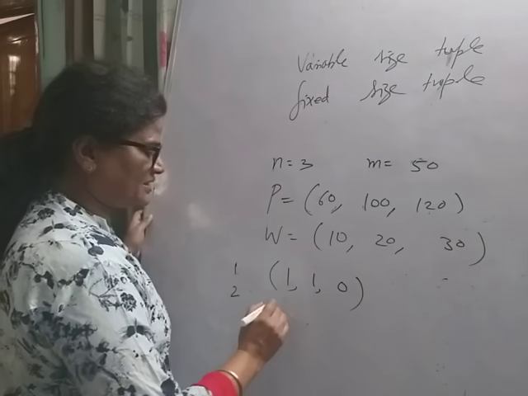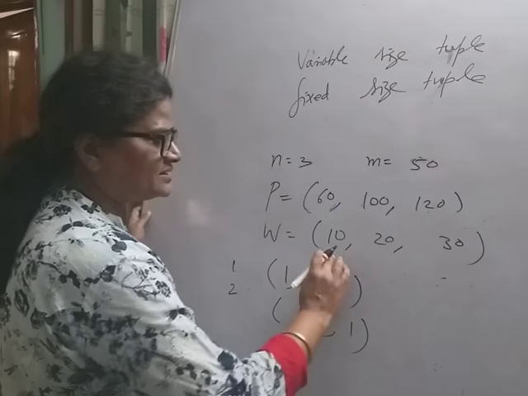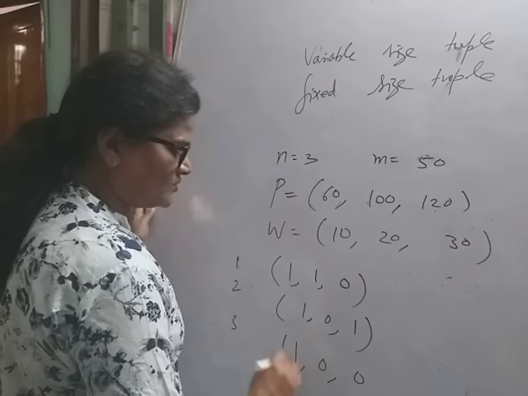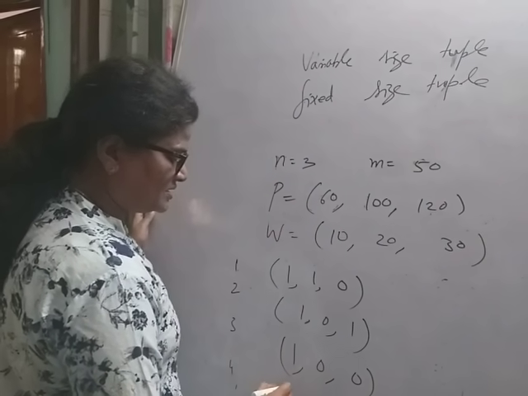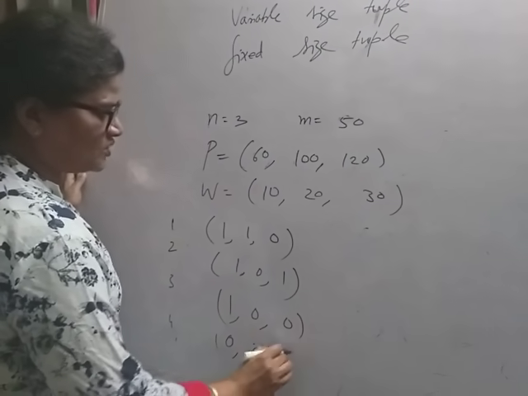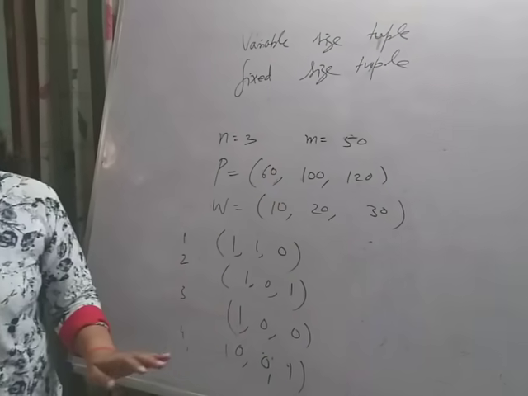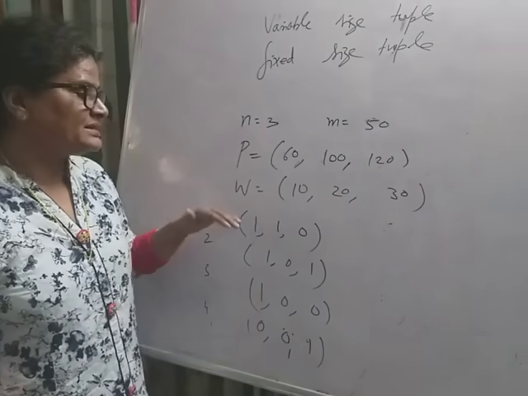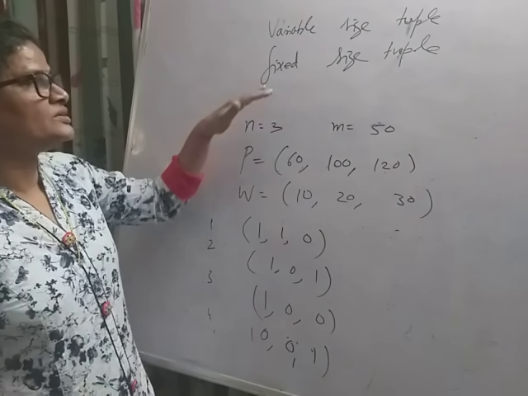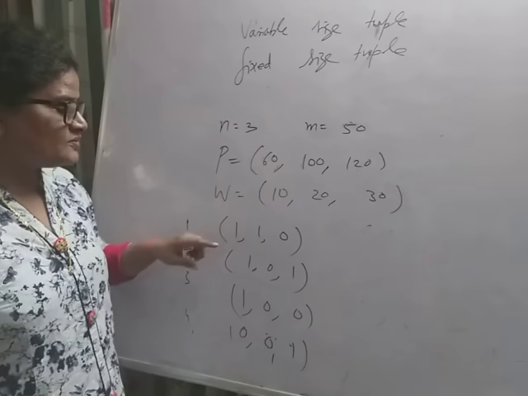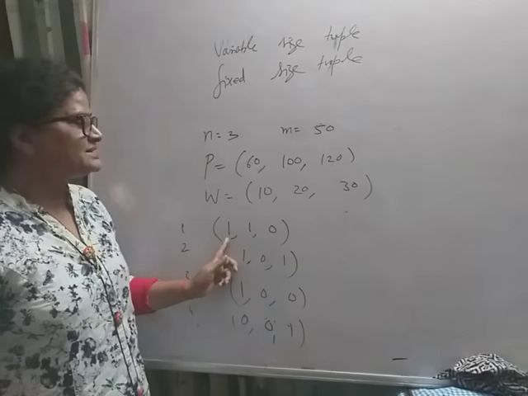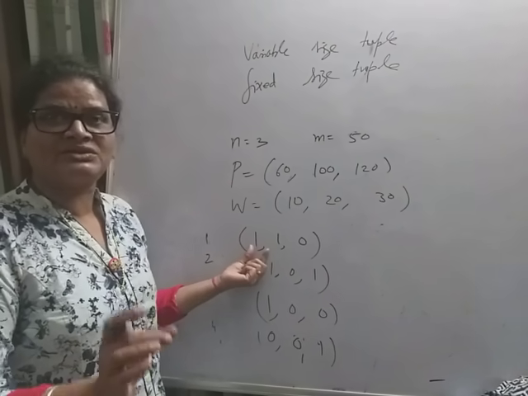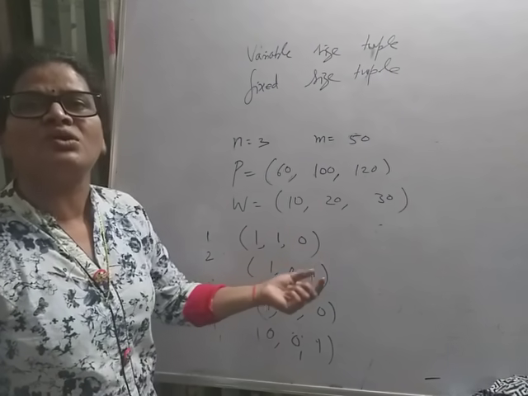For the second solution vector, 1, 0, 1 can be considered. The third solution vector is 1, 0, 0, and another is 0, 0, 1, and so on. If we represent the solution vector using fixed tuple size, the size of the solution vector is equal to the number of objects, and every element of the solution vector can be either 0 or 1.